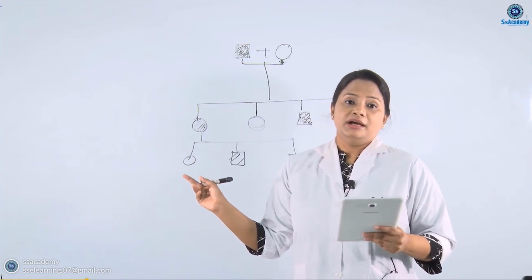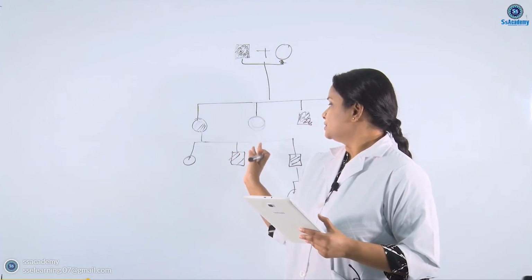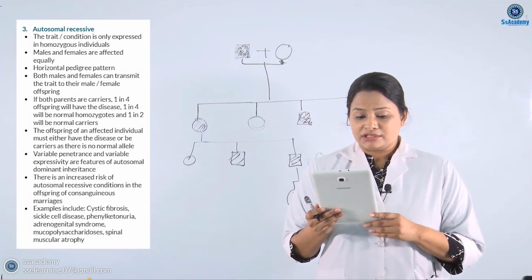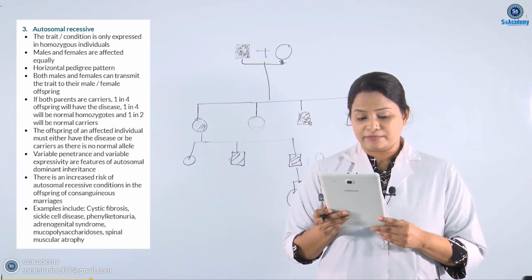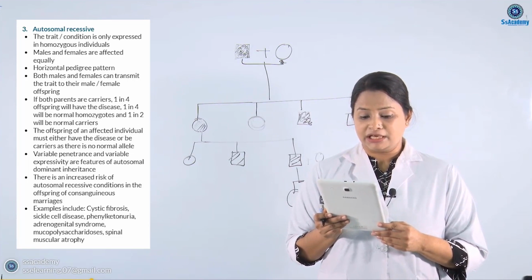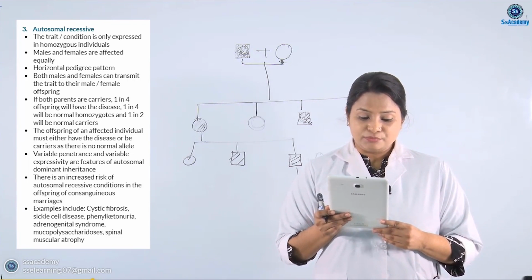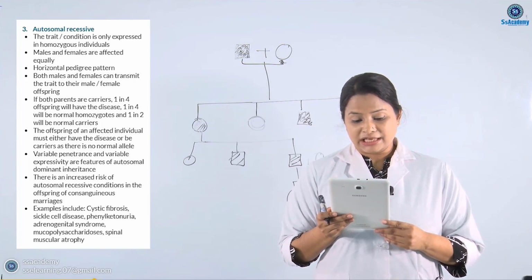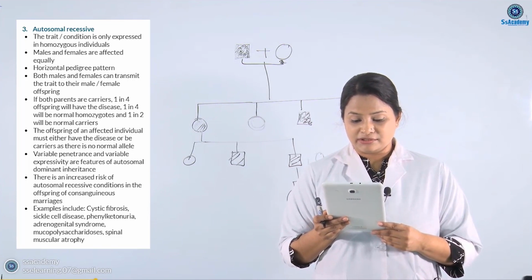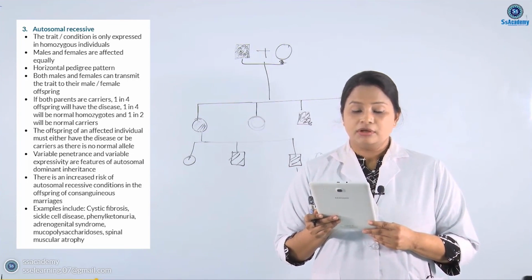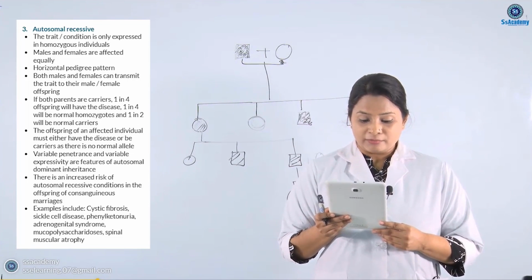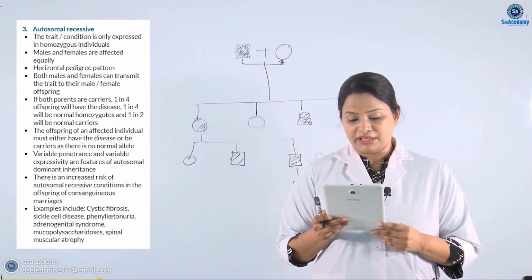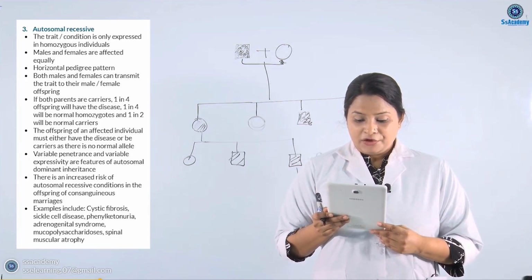So there is a generation skip present in autosomal recessive. See what is written in your lecture. The trait or condition is only expressed in a homozygous individual. Male and female are affected equally. Horizontal pedigree pattern: both male and female can transmit the trait to their male and female offspring. If both parents are carriers, 1 in 4 offspring will have the disease, 1 in 4 will be normal, and 1 in 2 will be carriers. The offspring of an affected individual must either have the disease or be carriers, as there is no normal allele.